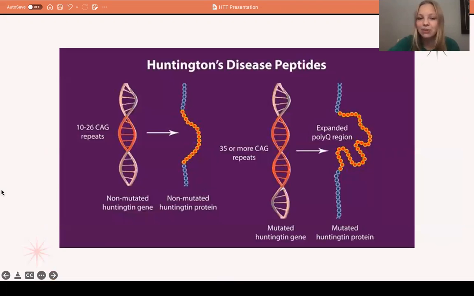Like I said, another image, they're all a little bit different and help me with my understanding. So hopefully they'll do the same for you. So this is more like the helix of the non-mutated Huntington gene. And this is the non-mutated protein that is in response to that. And then the expanded polyQ, what would be the mutated Huntington gene.